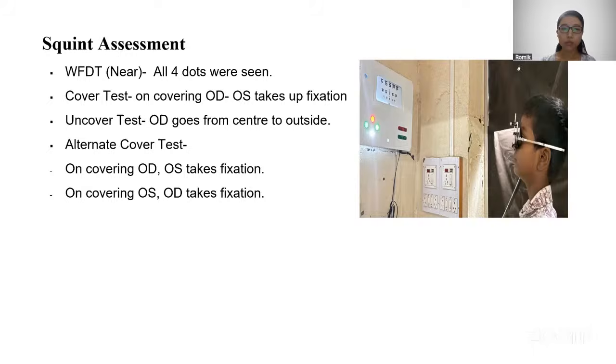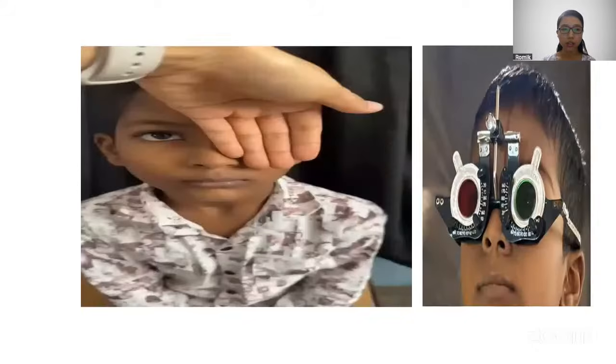Squint assessment was done on POD 7 as well as on POD 1. On Worth four dot test for near, all 4 dots were seen. And on cover and uncover test and alternate cover test: first of all, on cover test, on covering the right eye, left eye took fixation. In the uncover test, which is to unmask phoria, on unmasking the apparently fixating eye, the right eye goes out from center to periphery. And on alternate cover test, alternate fixation of both eyes was seen. This is the video.